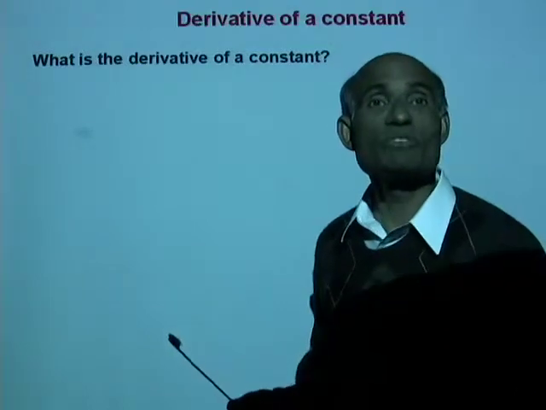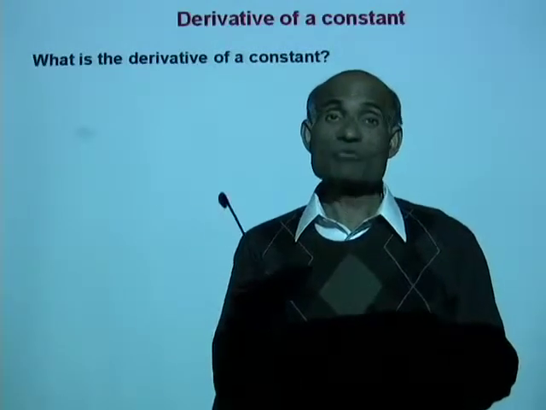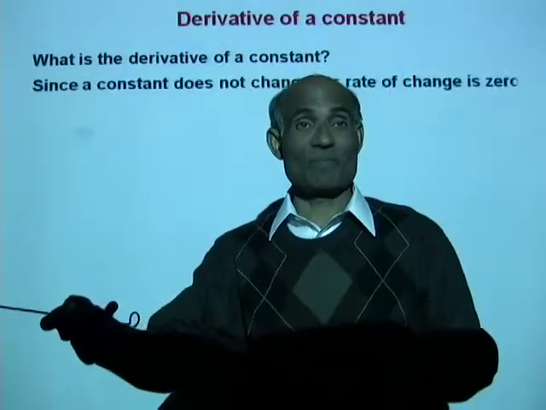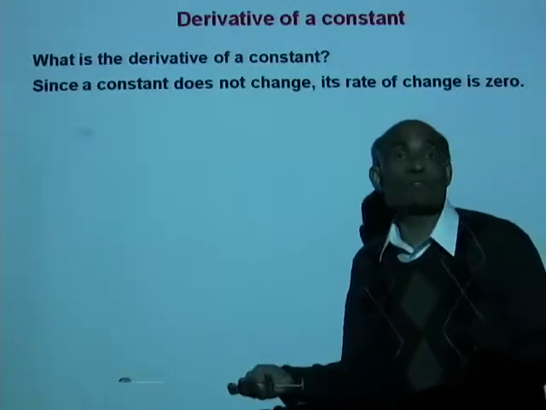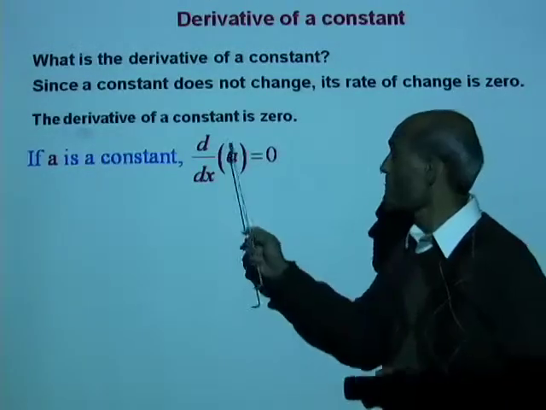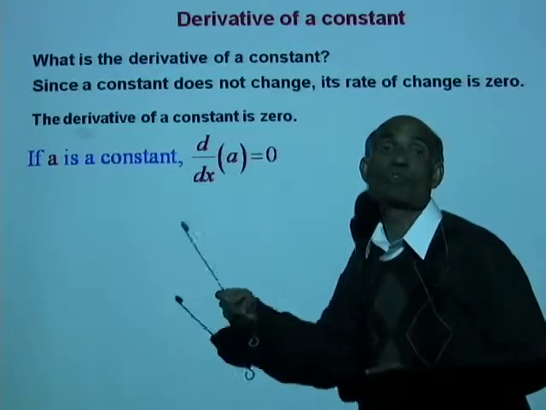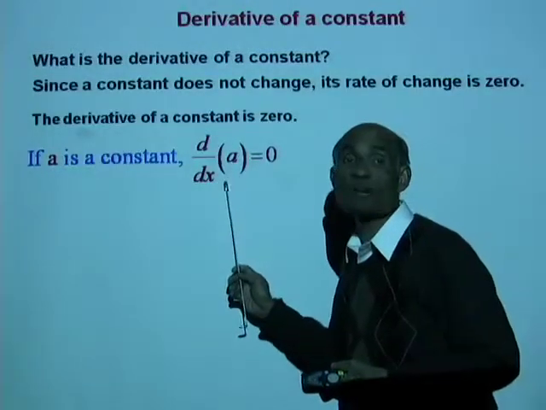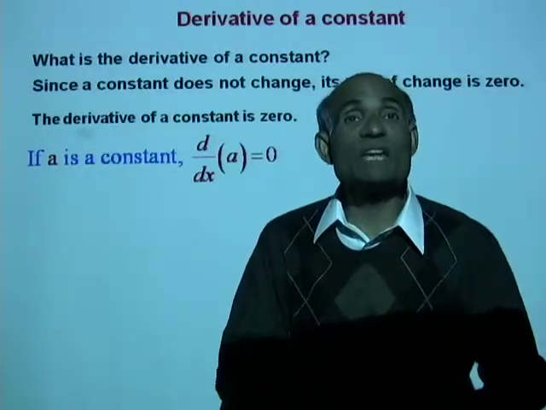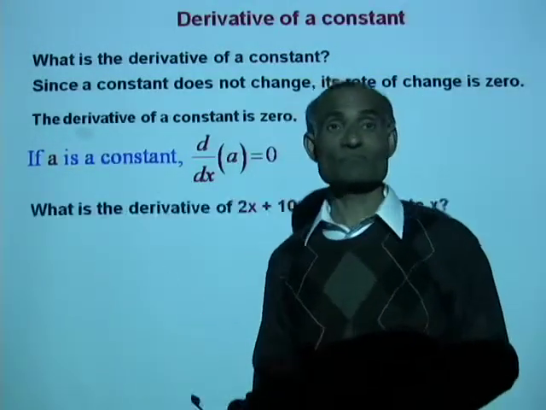Tell me, what is the derivative of a constant? Say y equal to 5. Now, by its very nature, a constant does not change. Therefore, what is its rate of change? Well, if a constant doesn't change, its rate of change is 0. Therefore, the derivative of a constant is 0. So we say if a is a constant, then d by dx of a equal to 0. The derivative of a with respect to x equal to 0. In fact, the derivative of a constant with respect to any independent variable is 0. d by dt of a equal to 0. Is that right? All right.